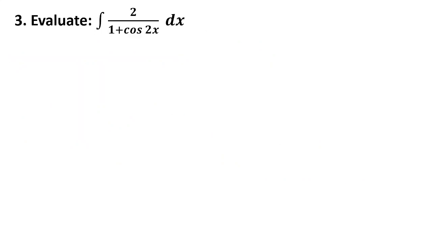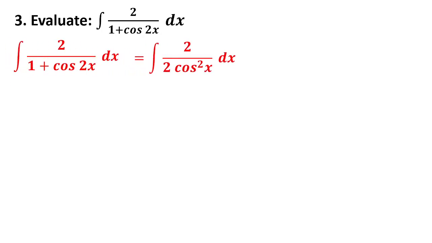Question number 3. Evaluate 2 upon 1 plus cos 2x. By making use of the multiple angle formula which you already studied, this 1 plus cos 2x can be replaced by 2 cos square x. The formula obtained from cos 2x is 2 cos square x minus 1. Therefore 1 plus cos 2x is 2 cos square x. 2 getting cancelled, we are getting secant square x. Therefore tan x plus c is the answer. You are getting a direct formula.